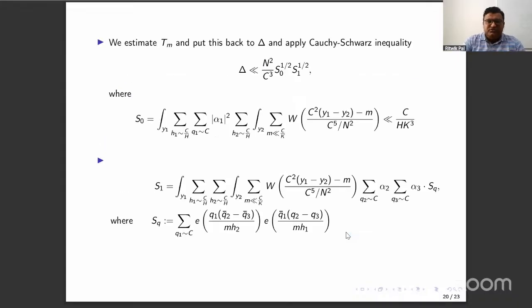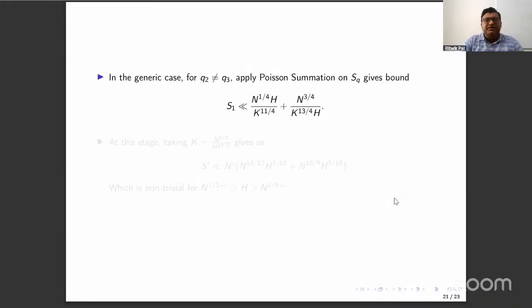When Q2 is equal to Q3, one of the Q2 sum and Q3 sum in S1 collapses. The generic part is when Q2 is not equal to Q3, and we apply the Poisson summation formula for S1, and we estimate this character sum, and it gives the bound for S1 given by this right hand side.